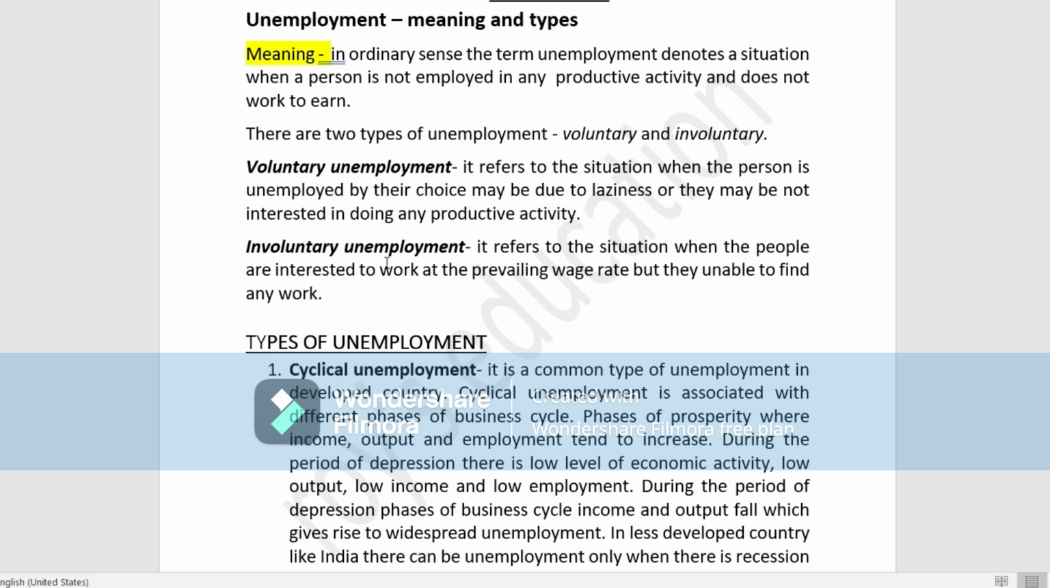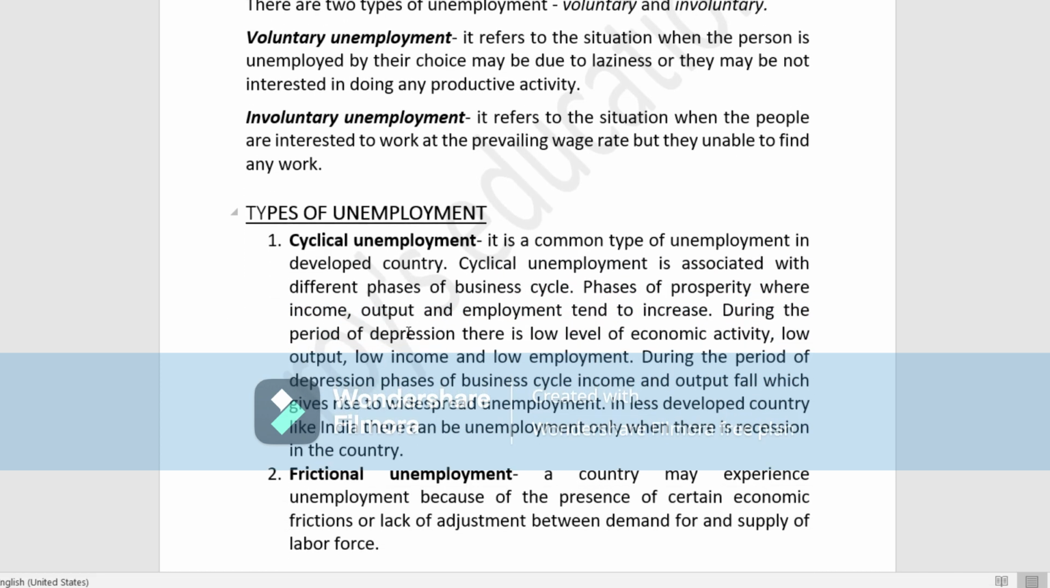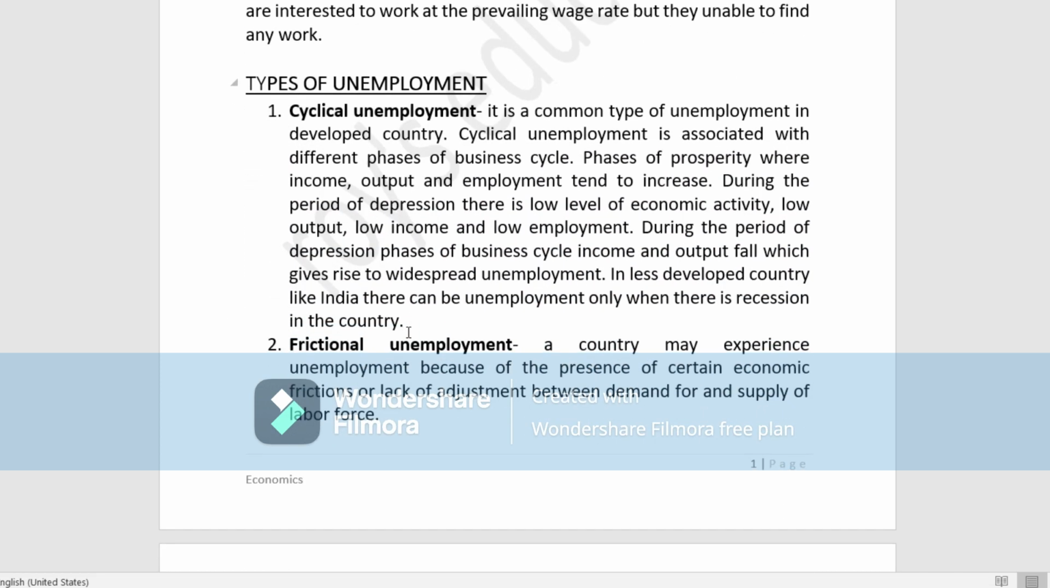Next is involuntary unemployment. What is involuntary unemployment? It refers to the situation when a person is interested in working at the prevailing wage rate but is unable to find any work. They are interested in doing the job but are unable to find any work. Therefore they remain unemployed. So this is called involuntary unemployment. Now there are different types of unemployment. Let us discuss them one by one.